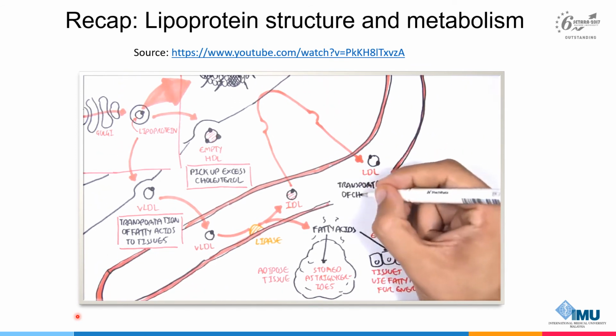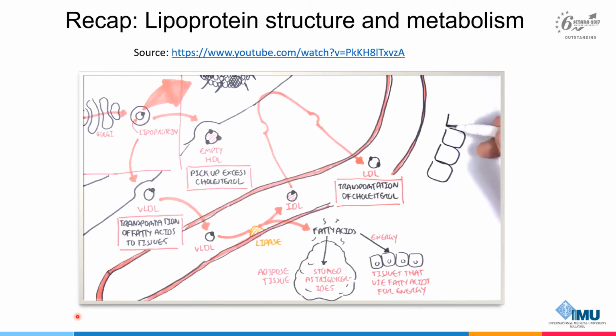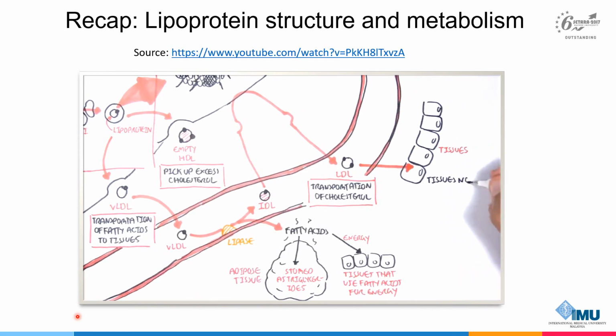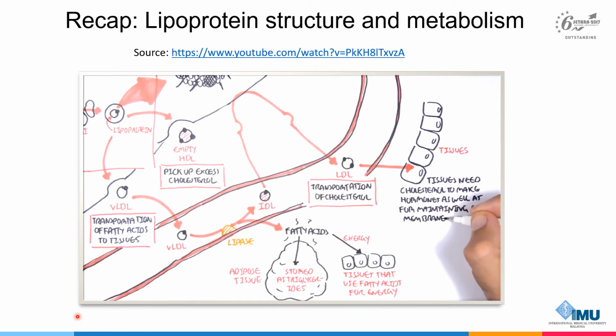LDL's main function is to transport cholesterol to body tissues. This means that it contains a lot more cholesterol than any other lipoproteins. So here are some tissues. Tissues or cells need cholesterol to make hormones, as well as maintaining cell membrane integrity.